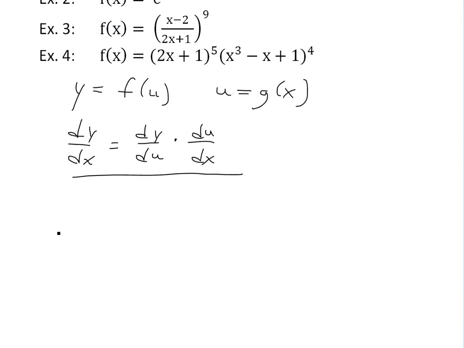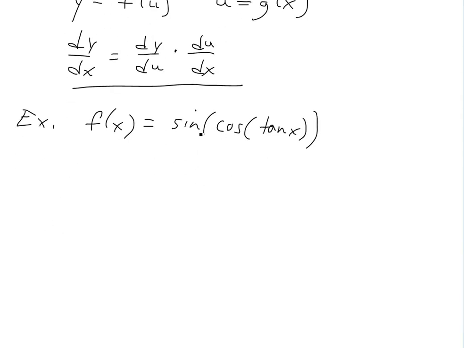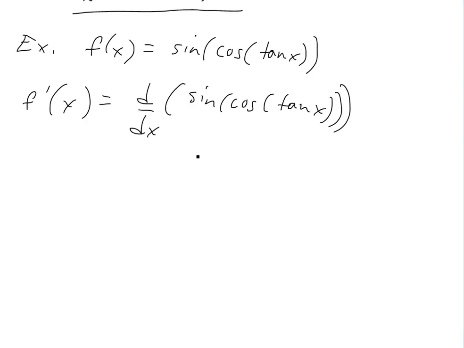Let's go with example 1. Example 1 is f(x) equals sine of cosine of tan x. Basically a function within a function within a function. So for the derivative, we do the outer one first: d over dx of sine cos tan x. The derivative of sine is cosine. We write cosine tan x, whatever's inside, and then times d over dx of cosine.